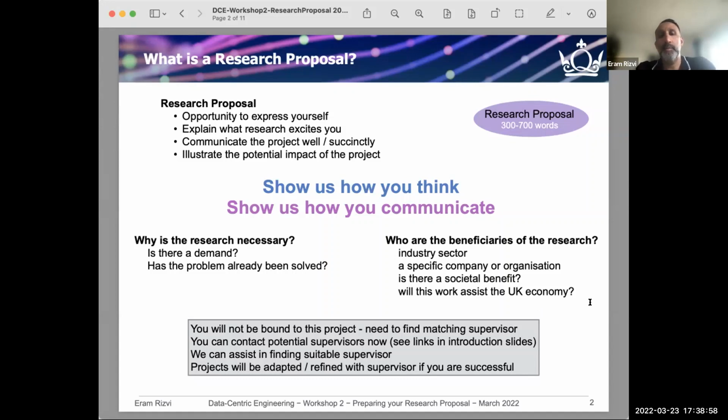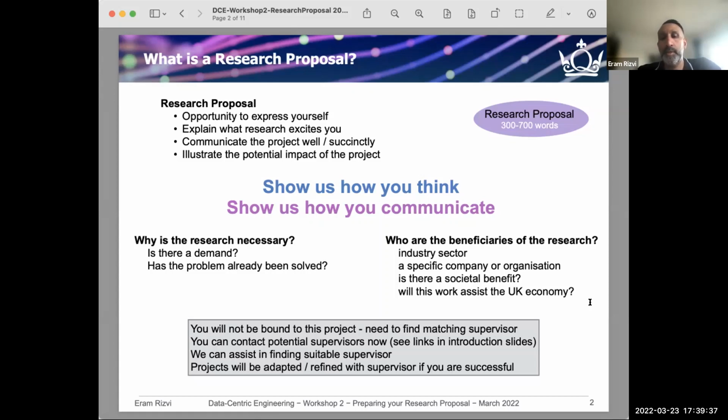Now, I should say that as you're preparing this research proposal, don't think that you're going to be bound to do that research project if you're selected onto the program. As I said, this is about showing us how you think and how you communicate. The actual proposal you put forward is subject to us being able to find a matching supervisor. There's no point taking you on to do a research project where we don't have an academic with expertise able to supervise you in that work. It just wouldn't work, right? So that's why we're not going to bind you to that research proposal.